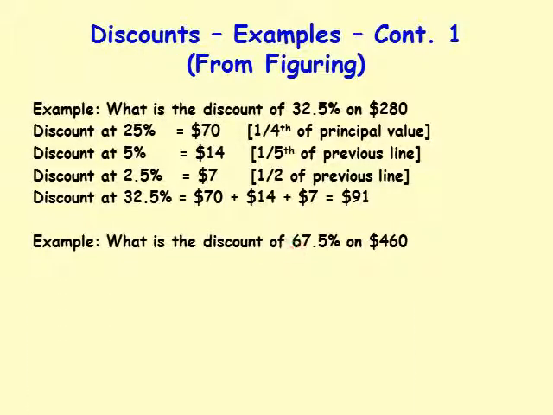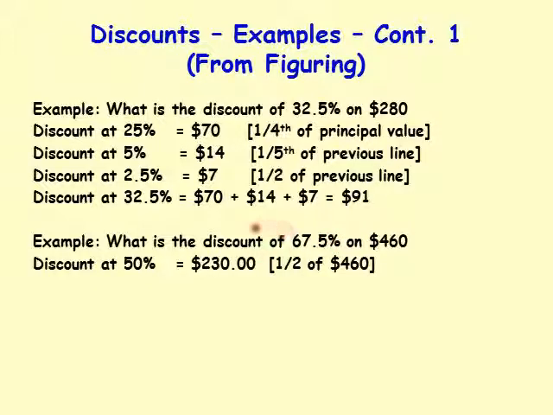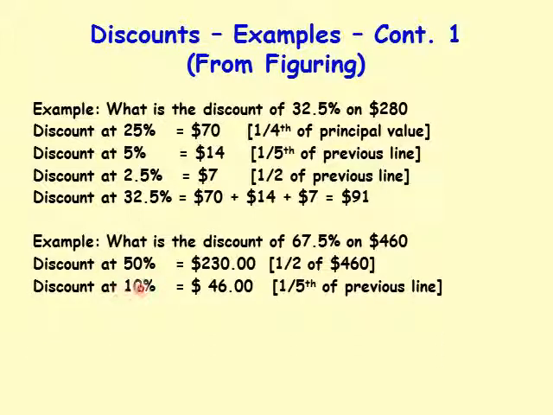Okay, what's the discount at 67.5% on $460? Wow, we've got a large discount, 67.5% on $460. Okay, we're computing the discount, not the final value. 50% of $460 is $230, half of it. 50% is 1/2. Okay, 10% is $46, which is 1/5 of this one. 230 divided by 5 is $46.